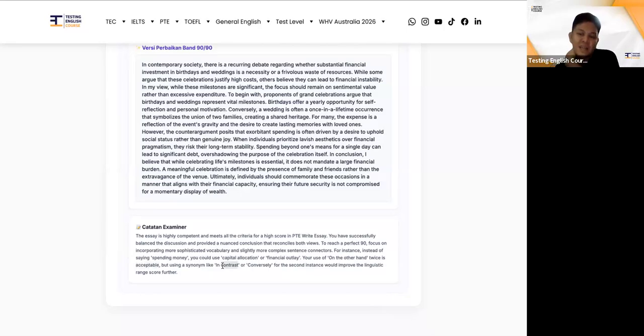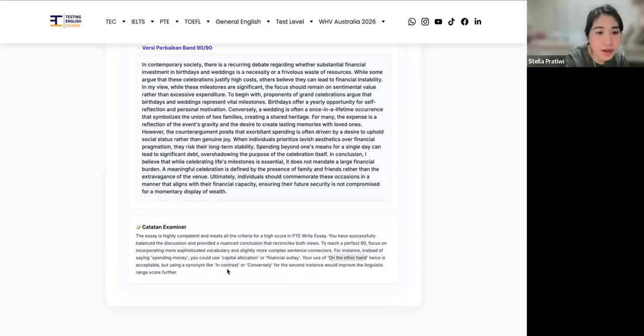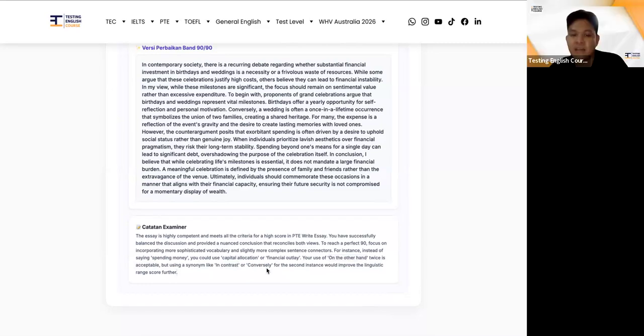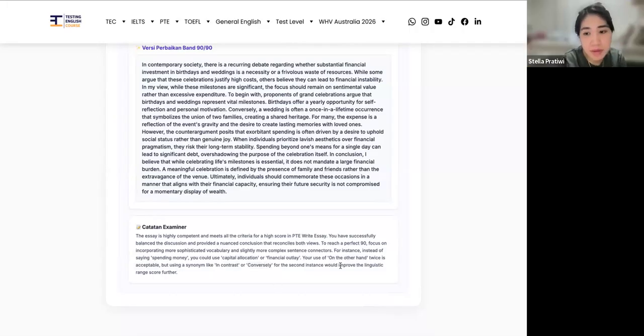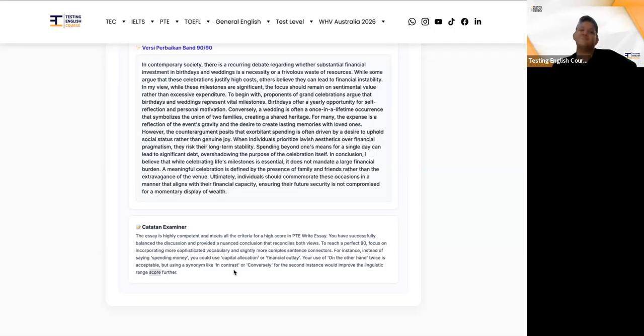Oke, saya setuju. Miss kan pakai on the other hand dua kali, yang pertama dan kedua. Gimana kalau Miss bilang besides, selain itu, atau in contrast, right? Atau conversely. Jadi kayak lebih natural flow-nya. For the second instance, with improved linguistic range score further.